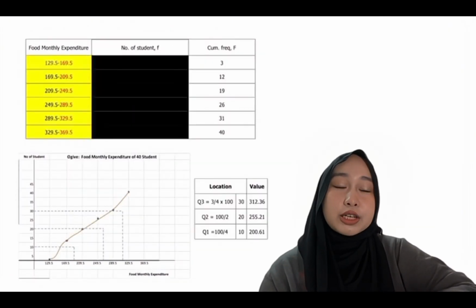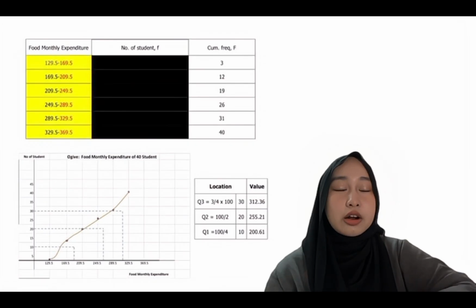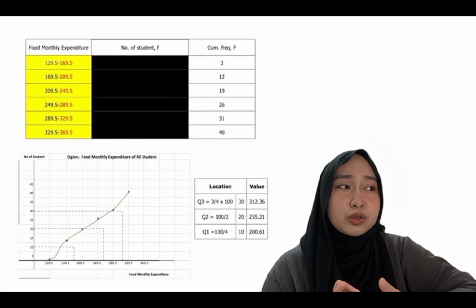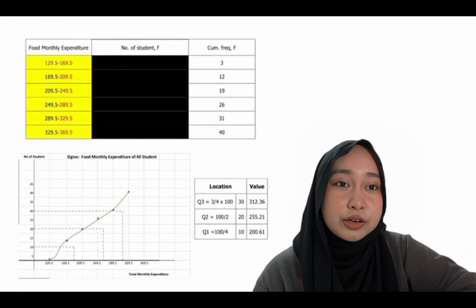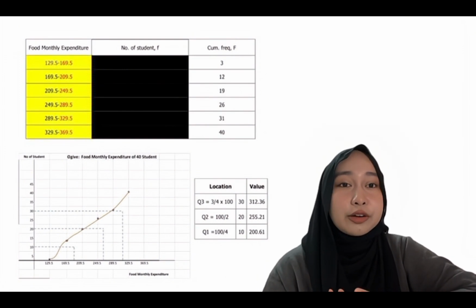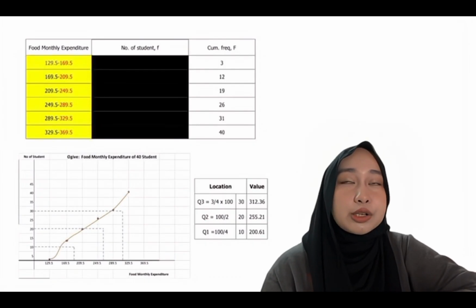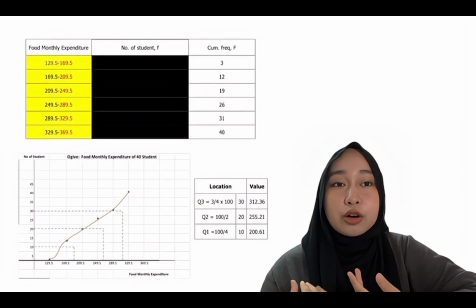This slide presents the OGI graph showing the monthly food expenditure of 40 students. From the graph and the table, we can observe the cumulative frequency of students spending most of the money. Most students spend between Ringgit 164.50 to Ringgit 200.50 and also between Ringgit 329.50 and Ringgit 369.50 with 9 students in each of these ranges.